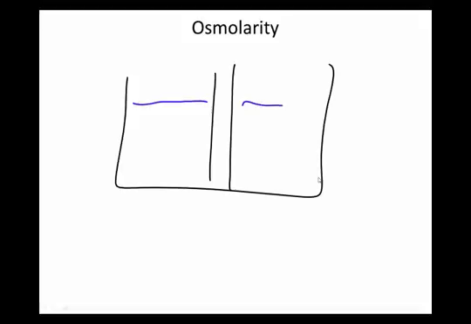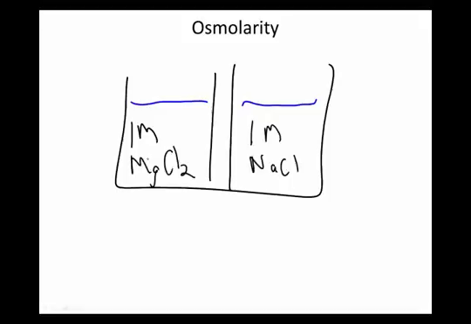If I have 1 molar sodium chloride and 1 molar magnesium chloride, which way does the solvent flow? And if you get this, then you already understand osmolarity, and there's just a term that goes with it. The solvent is actually going to flow in a net direction this way. Why? I mean, they're both 1 molar, right? So it shouldn't flow. You might think it wouldn't flow any direction.